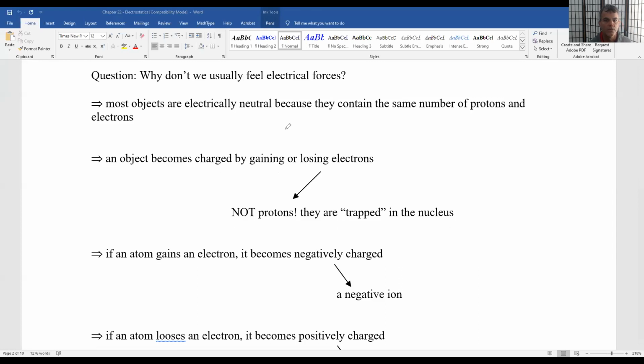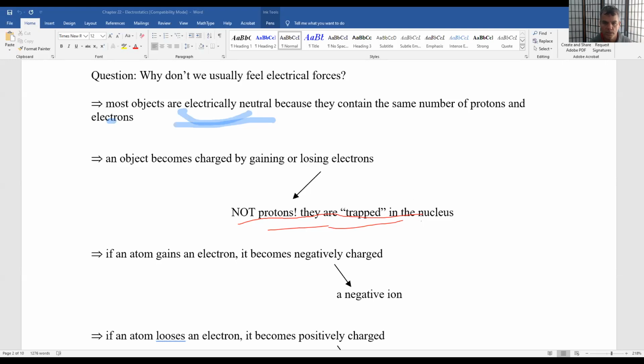Draw. So most objects are electrically neutral because they have the same number of protons as electrons. Let's use red. So how does an object become charged? Always by gaining or losing electrons, never protons. Why not? Protons are trapped in the nucleus by the strong nuclear force. Basically, protons cannot escape the nucleus. So anytime something gets charged, it's by gaining or losing electrons.